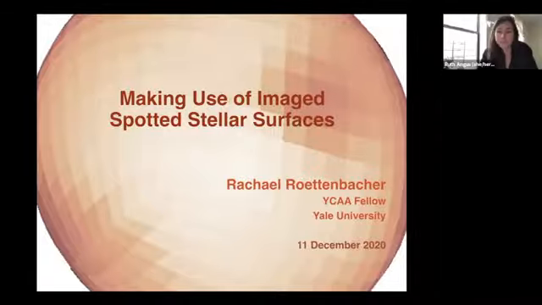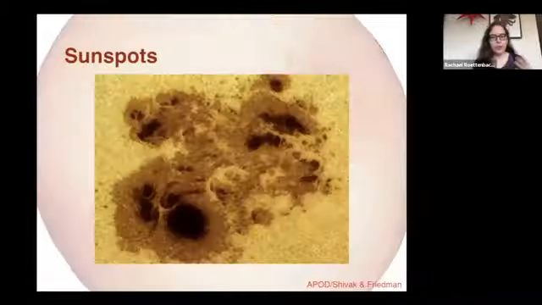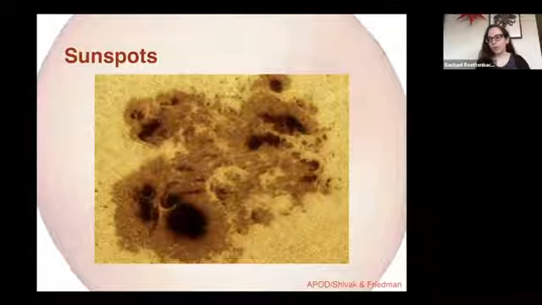So I'm going to tell you a little bit about the work that I've been doing with not just imaging spotted stars, but the things that I've been doing with those images and applying them and trying to get some science out of it. So when I talk about spots, I want you to first think about a sunspot, because that's probably what comes to your mind anyway.